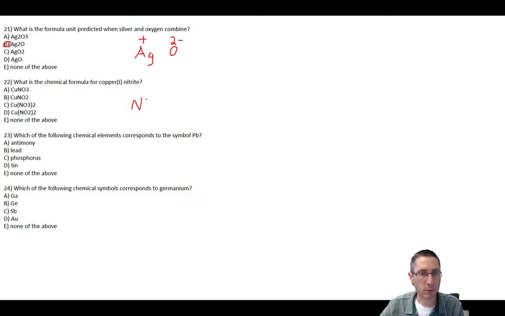22, the formula for copper 1 nitrite. Nitrite we look up in our table of polyatomics is NO2 minus. Copper 1 means it's copper, say 1 plus charge. Since those are equal 1-to-1 ratios, then our formula here is just CuNO2. 23, the element symbol Pb stands for lead. And 24, another element symbol question, germanium is Ge.